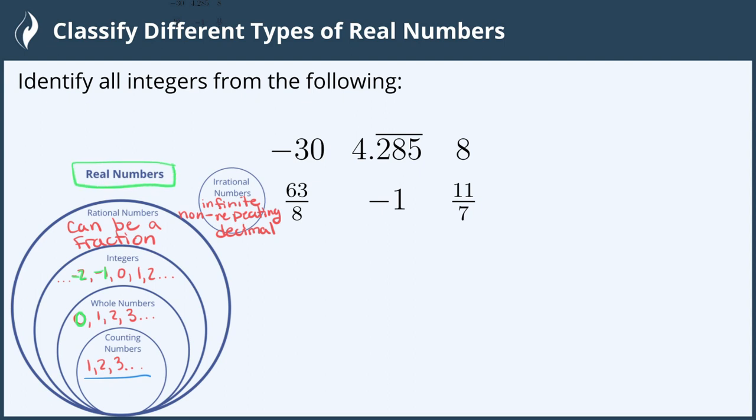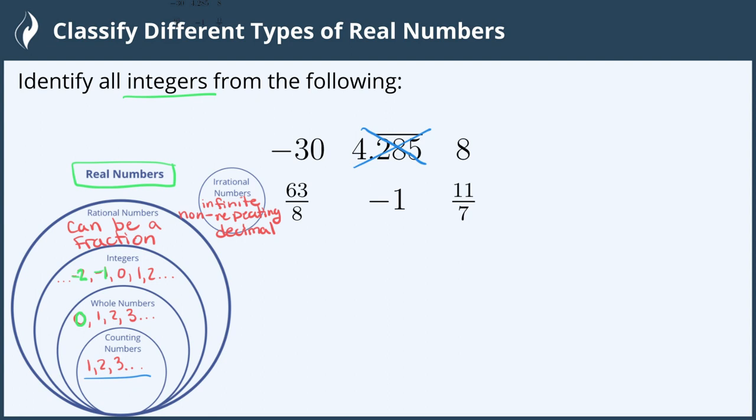Now that we have the real number system, let's go ahead and find all of the integers. An integer is a whole number, a counting number, and negative numbers, but no fractions. So we can automatically discount this right here, which is an infinite repeating decimal. The group 285 repeats infinitely, but it is a decimal that can be written as a fraction, therefore it's a rational number, and a rational number is not an integer.